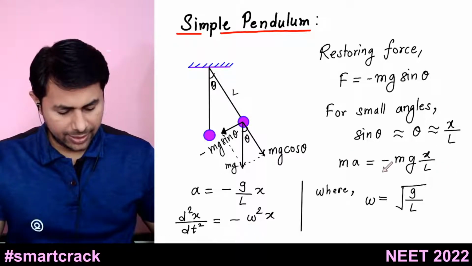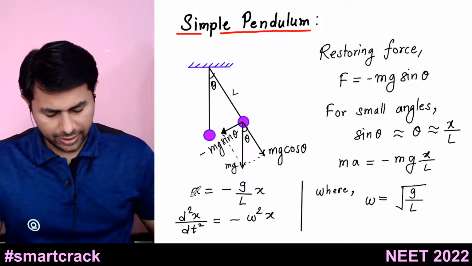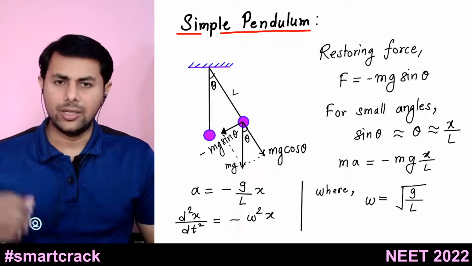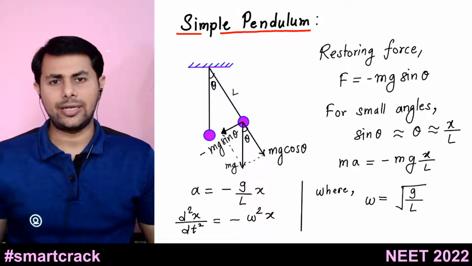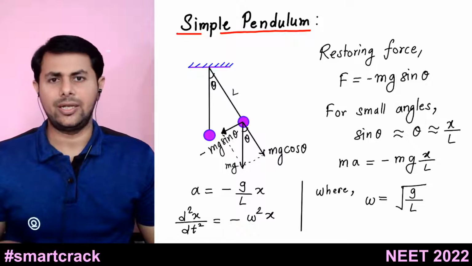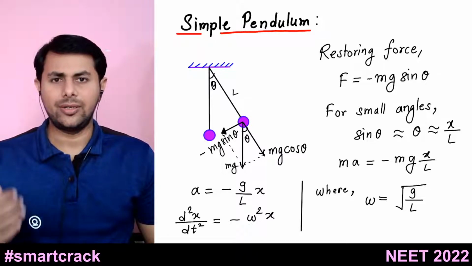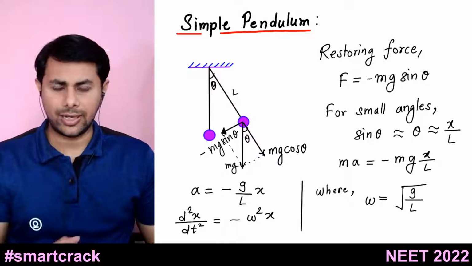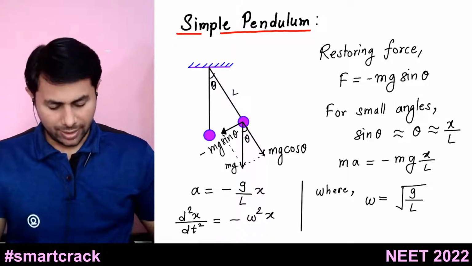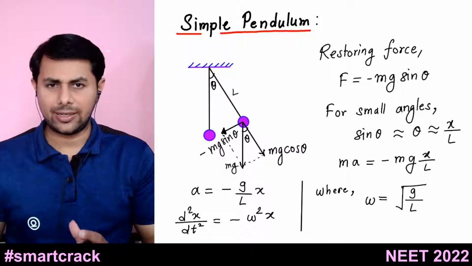So this m gets cancelled out, and you get a equals minus g upon L times x. Okay, similar to what you got in case of a mass connected to a spring. In that case, you had a equals what? Minus k upon m into x. In this case, you have minus g upon L into x. So it's similar to that case.